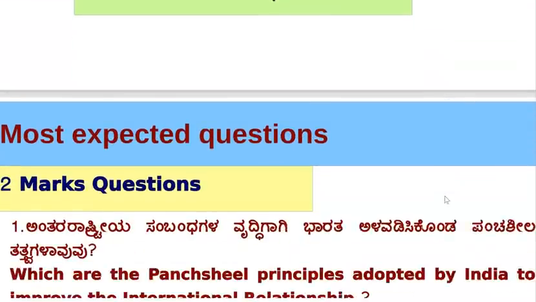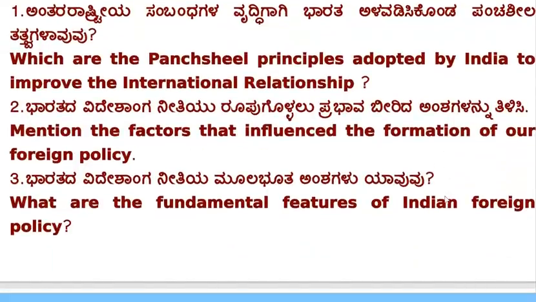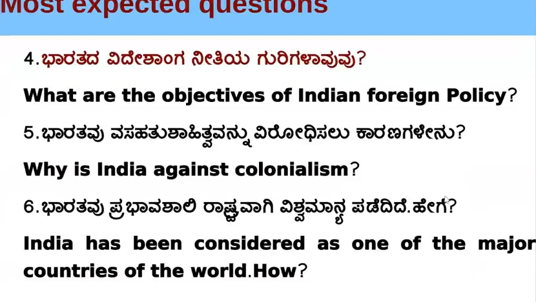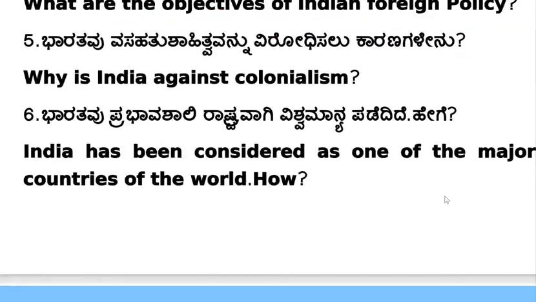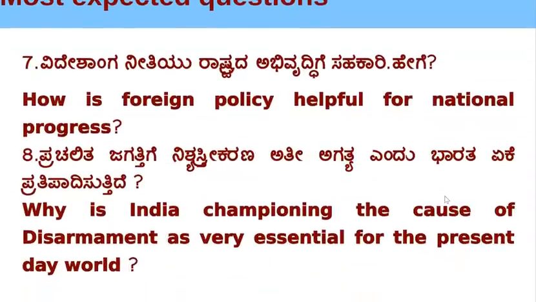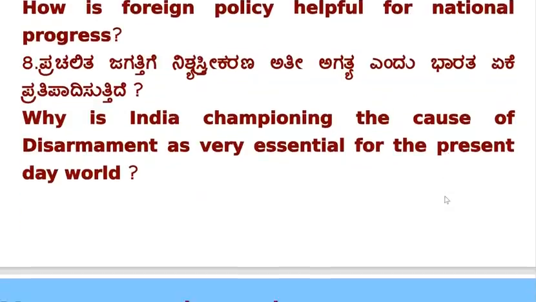Okay. Next, most expected questions for 2 marks. Which are the Panchashil principles adopted by India to improve international relationships? Number 2, mention the factors that influence the formation of our foreign policy. Number 3, what are the fundamental features of Indian foreign policy? Number 4, what are the objectives of Indian foreign policy? Why is India against colonialism? Number 6, India has been considered as one of the major countries of the world. How? Next, number 7, how is foreign policy helpful for national progress? Number 8, why is India championing the cause of disarmament as very essential for the present day world?